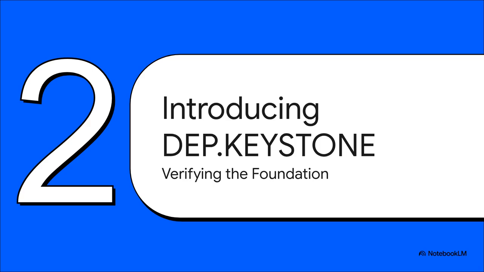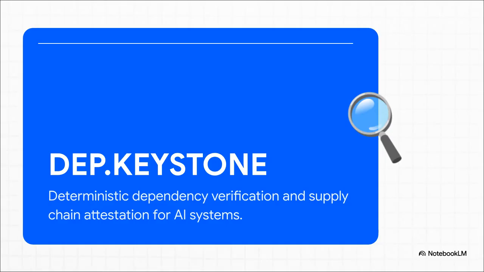Well, that's where a tool built for this exact problem comes into play. It's called DEP.KEYSTONE. And its whole purpose is right there in the name: deterministic dependency verification and supply chain attestation. Okay, that's a mouthful, so let's break it down. Deterministic just means it's predictable, it's repeatable. You run it on the same stuff, you get the exact same result every single time. And attestation? Well, that just means it gives you proof, a formal, verifiable record that the inspection actually happened.